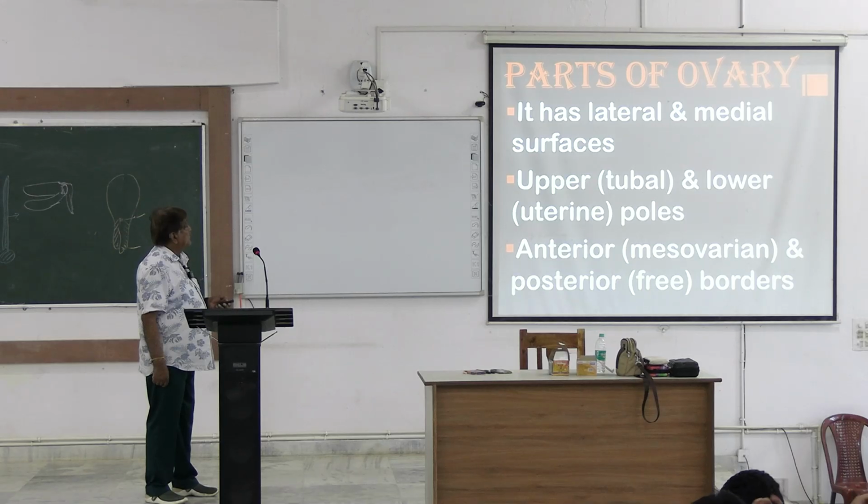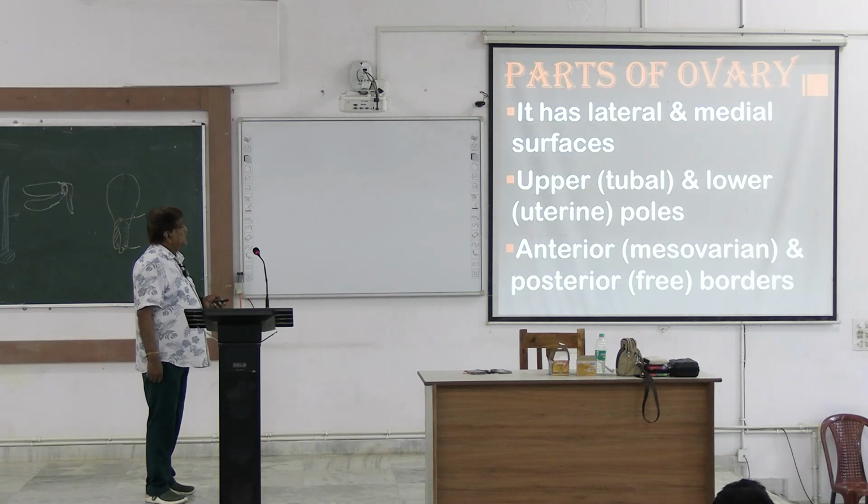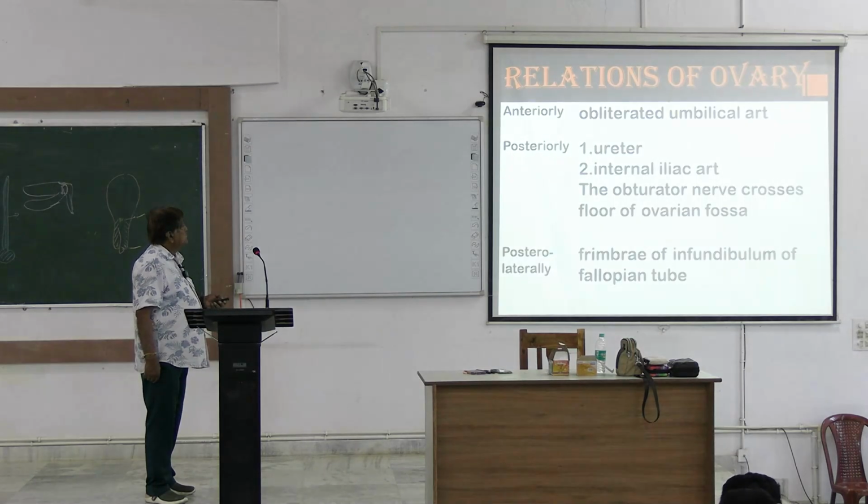Parts of the ovary: it has lateral and medial surfaces, upper tubal and lower uterine poles, anterior meso-ovarian and posterior free borders. Relations of the ovary: anteriorly the obliterated umbilical artery, posteriorly the ureter and internal iliac artery, the obturator nerve crosses the floor of the ovarian fossa. Posterolaterally, the fimbriae of the infundibulum of the fallopian tube.